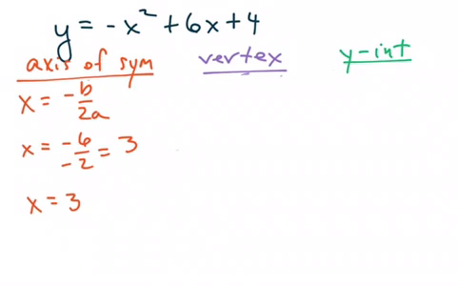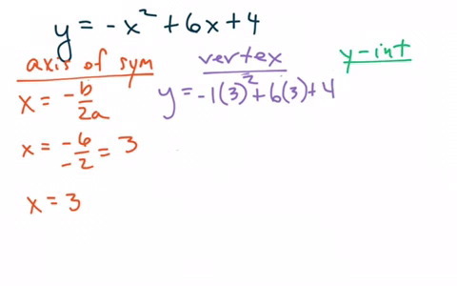Now what I need to show you on the vertex for this one, since we do have a negative 1 as our leading coefficient, the way that you need to view that is y is equal to -1 times x squared. So our x, of course, is 3. So we're going to replace the x with 3. So we get 3 squared, then plus 6 times x, or 6 times 3, and then plus 4.